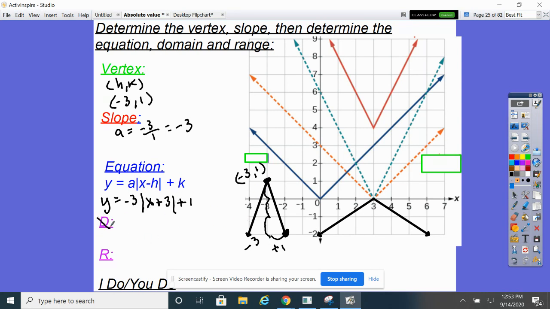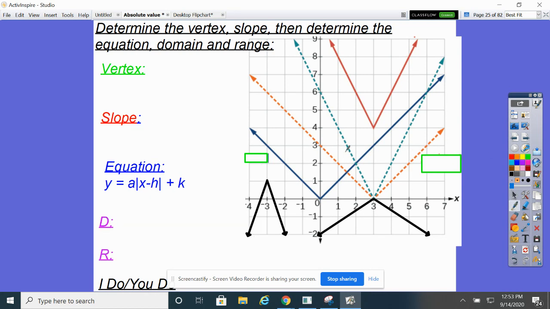I didn't do domain and range for this. Maybe we'll talk about that later. I think you're pretty good at that. Let's just do one more of these writing the equations. Maybe two more. Let's do, I don't know, how about the green dash one?